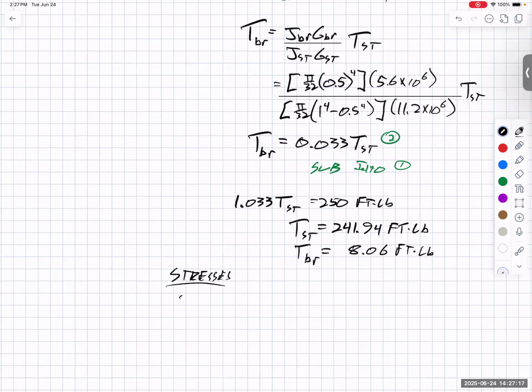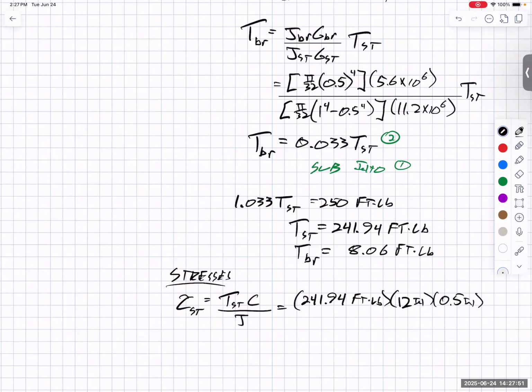So the last little bit is we know that the shearing stress, I'll start with the steel, is equal to the torque in the steel times the radius of that divided by the polar moment of inertia, which would have been better if I calculated from the beginning since I have to keep doing this, but whatever. 241.94 foot-pounds for my torque. And then I want that in inches, so I'm going to multiply it times 12 inches. I could have done that earlier, but doesn't matter. And C is only half an inch, right? It's that radius, and because the diameter is 1, take half of that.